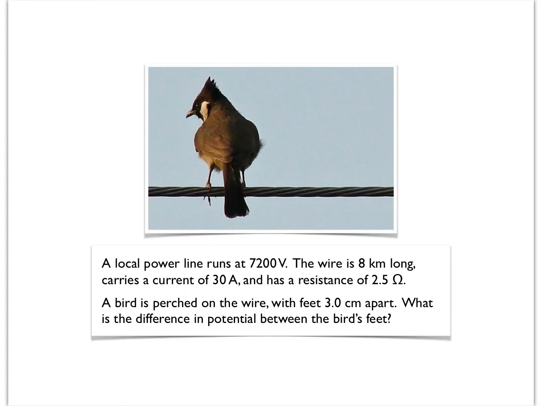Now here's another problem that we'll look at. A power line runs at 7200 volts. It's 8 kilometers long and it carries a current of 30 amps, has this resistance, and a bird is perched on the wire. Now the power line runs from the power company to your house, okay?